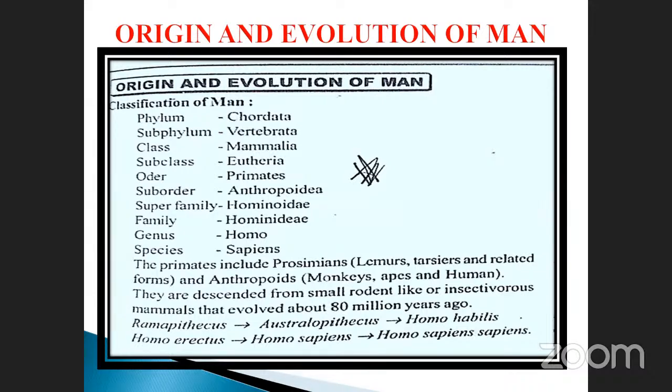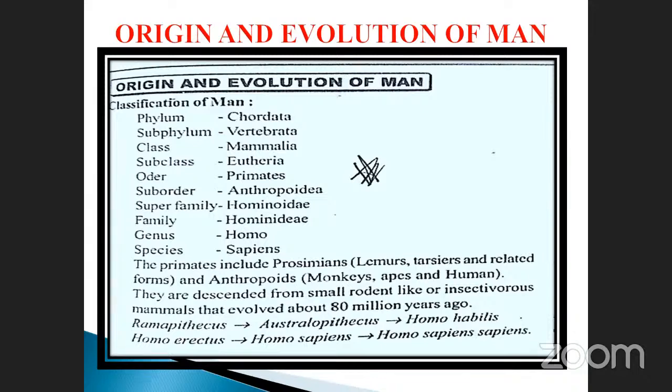Suborder, Anthropoidea. Subfamily, Hominidae. This part has also been asked many times. Family, Hominidae. Genus, Homo. Species, sapiens. These are the important things. You must note it down. Which one? Chordata, Vertebrata, Mammalia, and Eutheria. Subclass, sometimes Eutheria. Order, Primates. Okay. Family, Hominidae. That is very, very important.